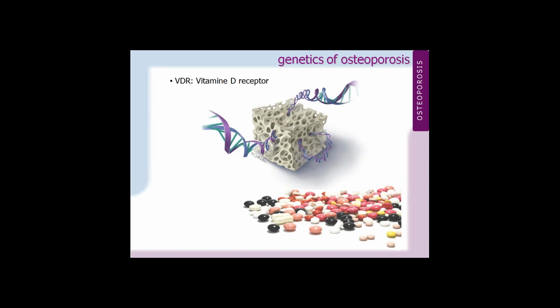Vitamin D receptor is the third gene studied. Polymorphisms in this gene can alter the response to treatment with calcium. The analysis of these genes' polymorphisms have shown that they are associated with low bone density or fracture risk.